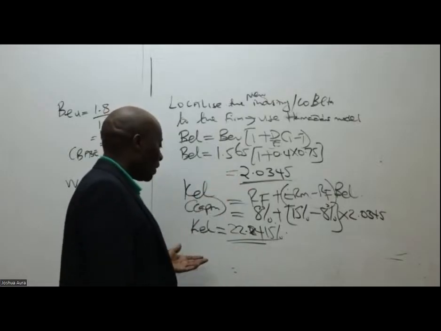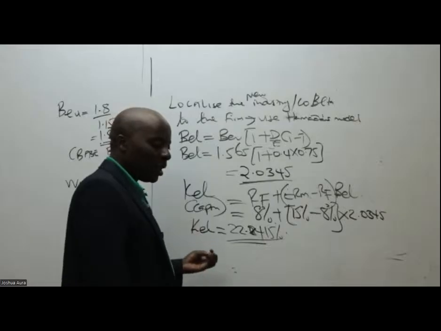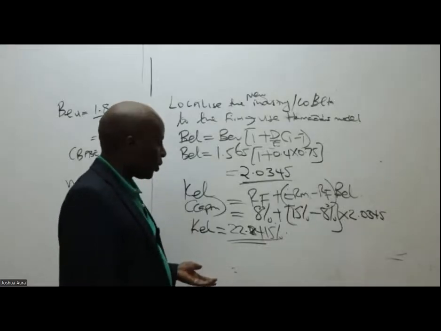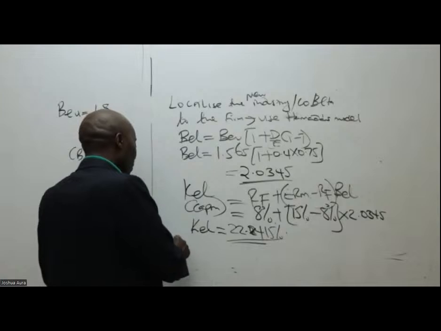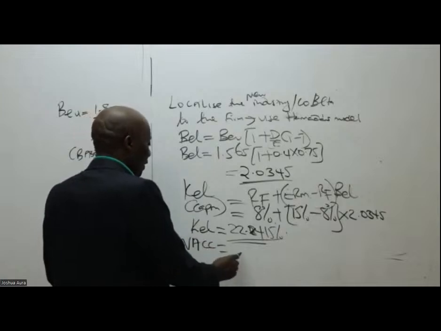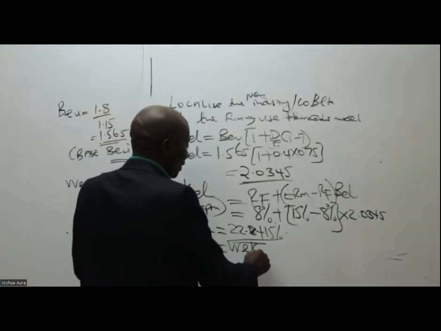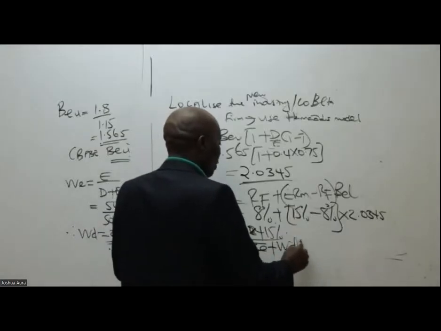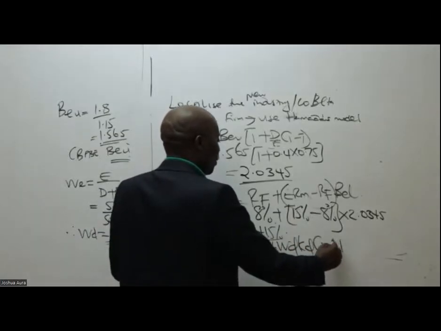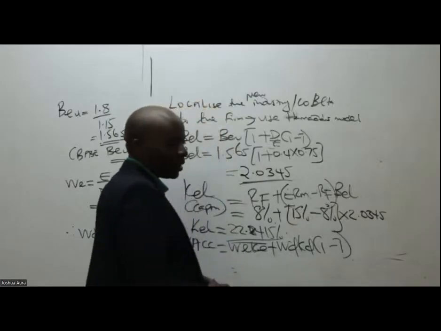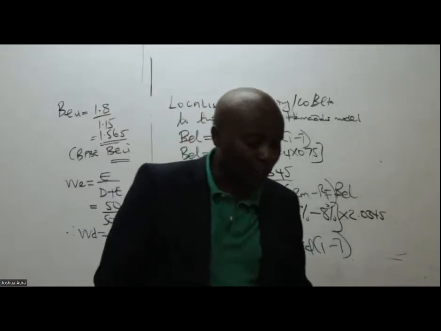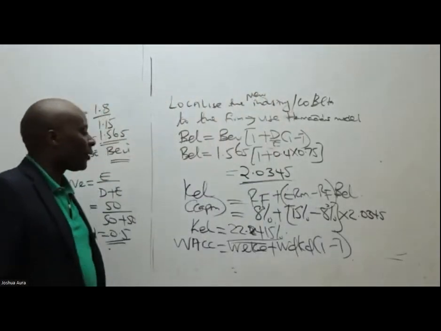So having gotten these, I know discounting rates is all about WACC. So come and now give us the WACC of this organization, which will be weight of equity, cost of equity, plus weight of debt, cost of debt, into 1 minus tax, like that.